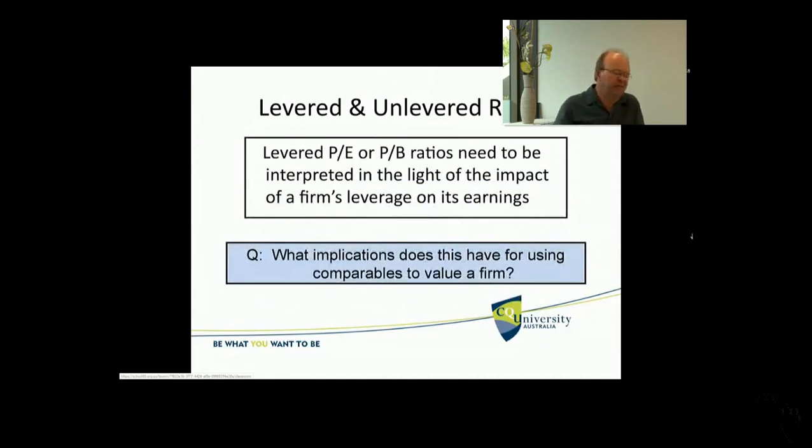So in other words, levered ratios, say a levered price to earnings ratio or levered price to book ratio, need to be interpreted in the light of the impact of a firm's leverage on its earnings. So you need to be aware of those changes in earnings when assessing these ratios.